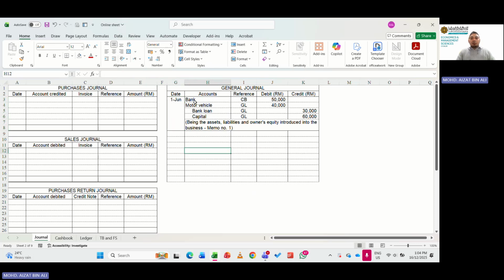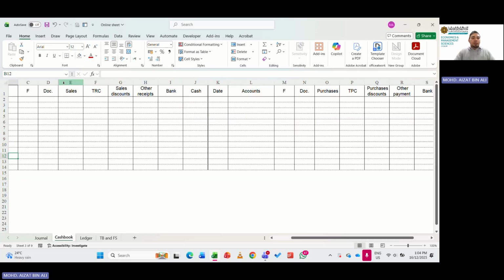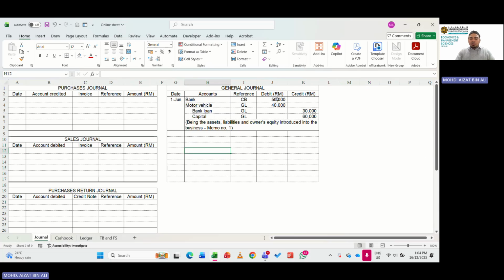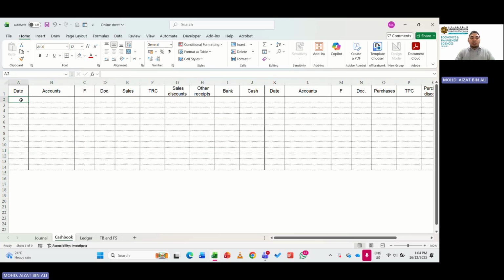Next, because we already recorded all these accounts, we have to update these amounts into the accounts. Bank is in the cash book, so let's go to the cash book. See here, bank is on the debit side, right? So in the cash book, it should be on the debit side as well.